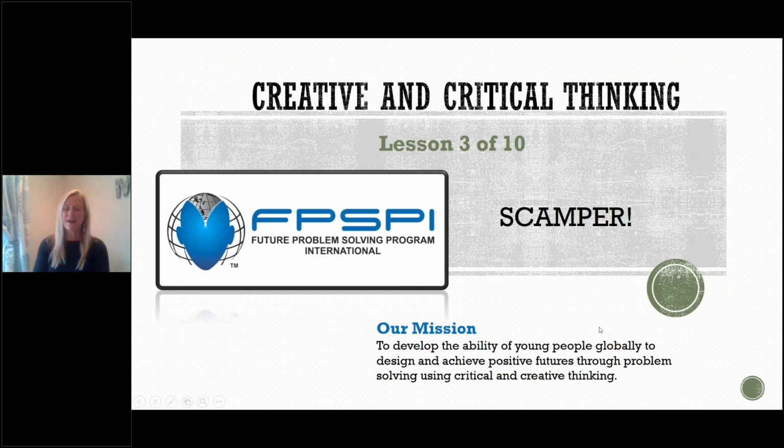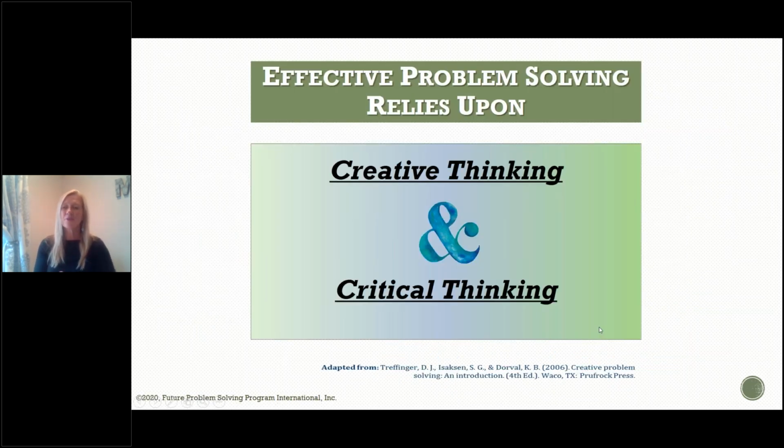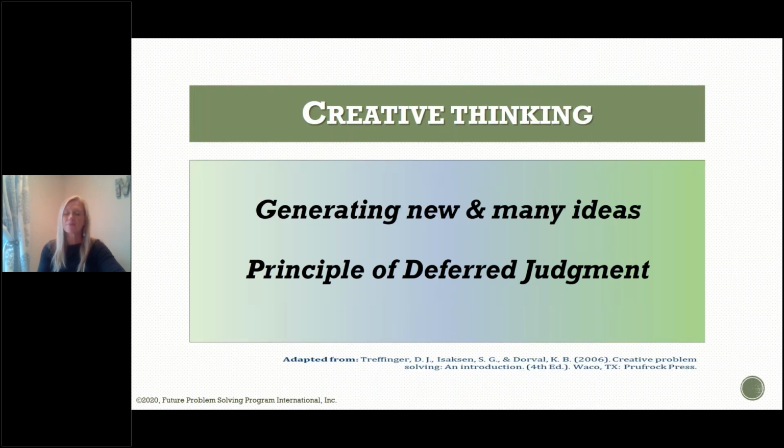And Scamper is one of the tools that we use when problem solving. And remembering that problem solving is most effective when we combine and use both creative thinking and critical thinking. So we're going to focus on creative thinking today. And creative thinking is that kind of thinking when you are generating as many ideas as you possibly can that are new and unique ideas. It's very important to apply the principle of deferred judgment when you are using creative thinking. So what does that principle really mean, and how can we best think creatively?